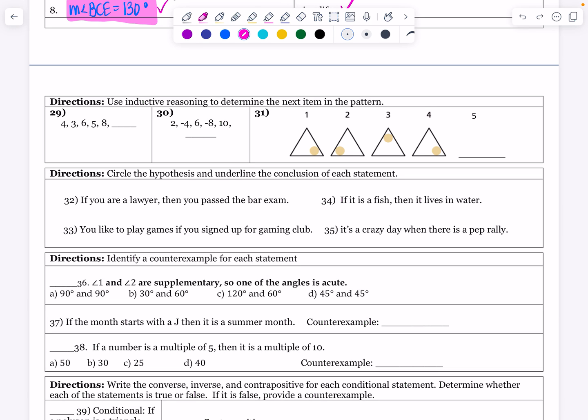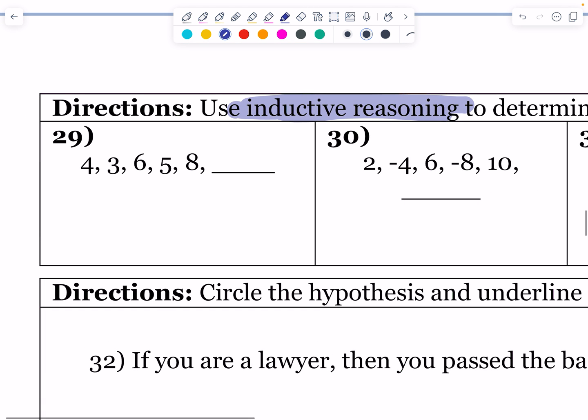Okay, for the next section, 29 through 31, use inductive reasoning to determine the next item in the pattern. So remember that inductive reasoning is what I think, I see, I observe. It's all about patterns. And so let's look at number 29. This is 4, 3, 6, 5, 8. This is not increasing a steady amount or decreasing a steady amount. In fact, it's going up and down.